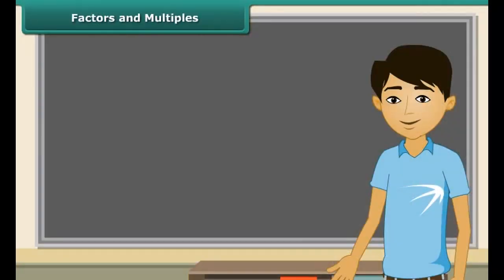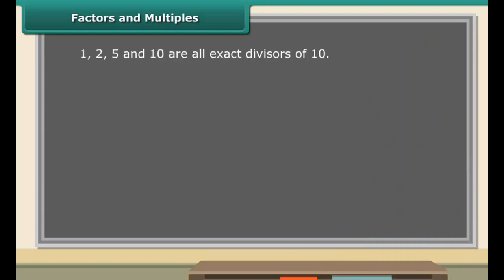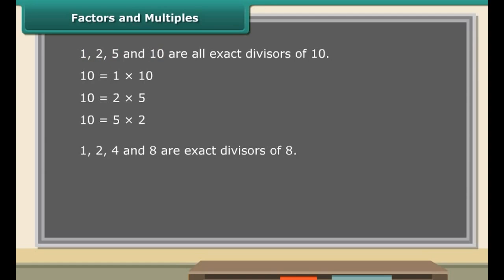A factor of a number is an exact divisor of that number. In other words, the factor of a number divides the number exactly. For example, numbers 1, 2, 5 and 10 are all exact divisors of 10. Therefore, 1, 2, 5 and 10 are factors of 10. Similarly, 1, 2, 4 and 8 are exact divisors of 8. Therefore, 1, 2, 4 and 8 are factors of 8.